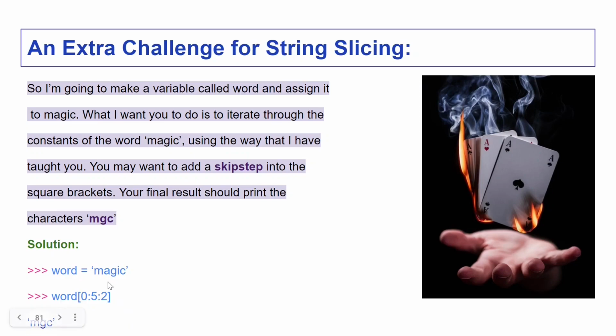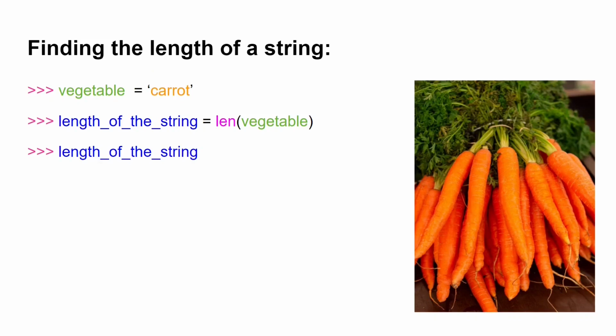So in this example, I'm just printing out every letter that's not a vowel. So the only vowels in this word are A and I, but I'm trying to print out the letters M, G, and C.